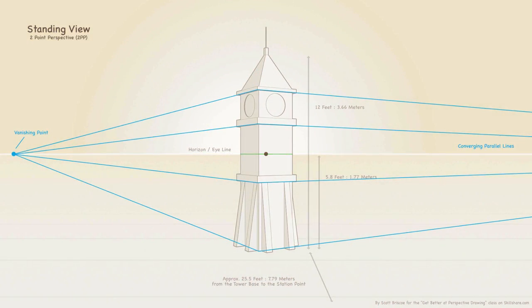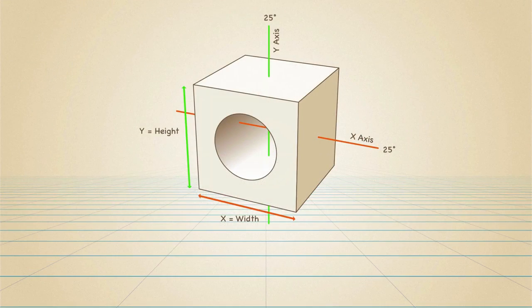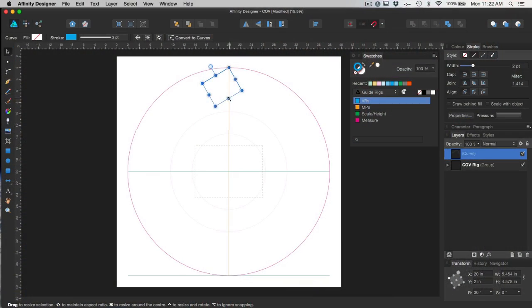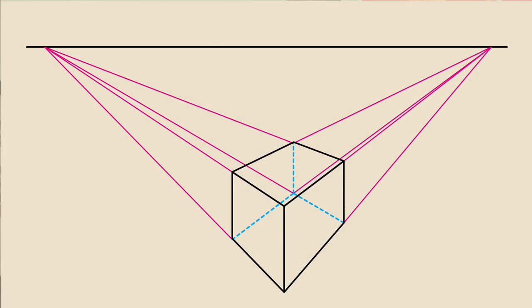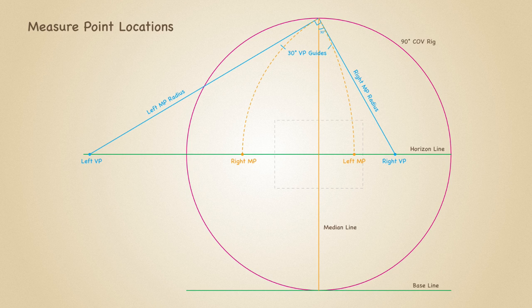This class begins with a brief review covering general perspective and an overview of the COV rig. From there, we'll go over how the X, Y, and Z axes help us describe an object's size, placement, and orientation in perspective. Then I'll pull back the curtain and show you how to place vanishing points properly so you can draw objects at any angle of your choosing, and avoid the perspective distortion that often occurs if vanishing points are misplaced. I will also show you how to measure foreshortened distances in two-point perspective with measure points.